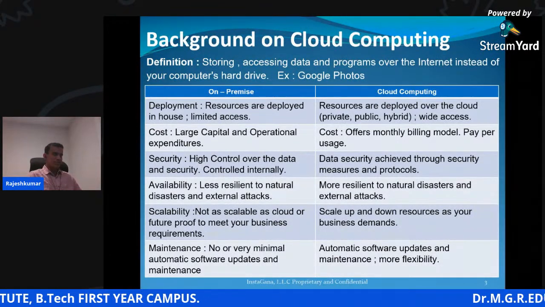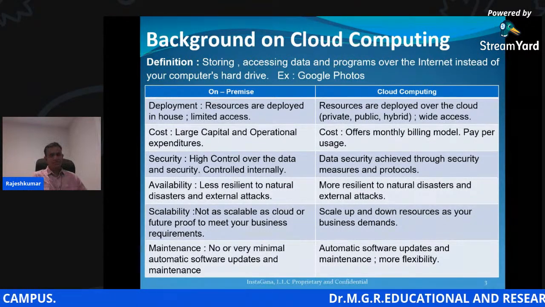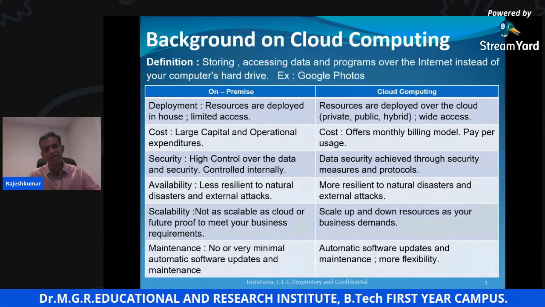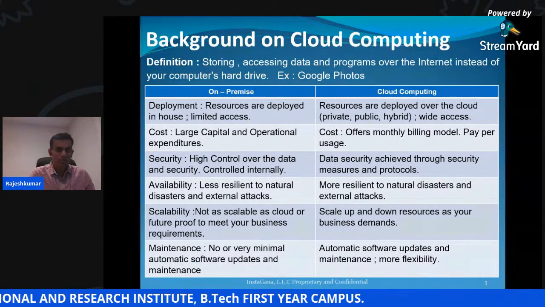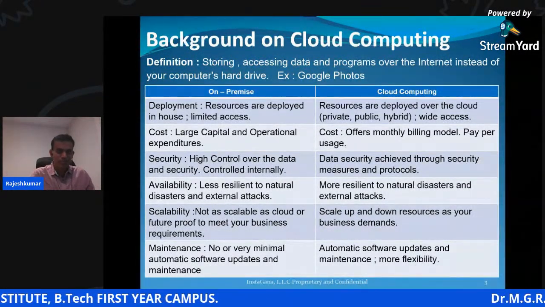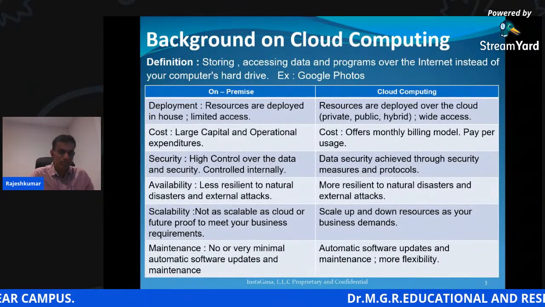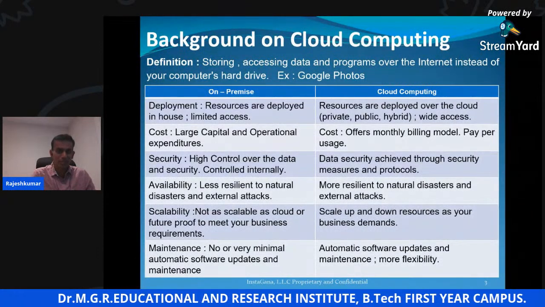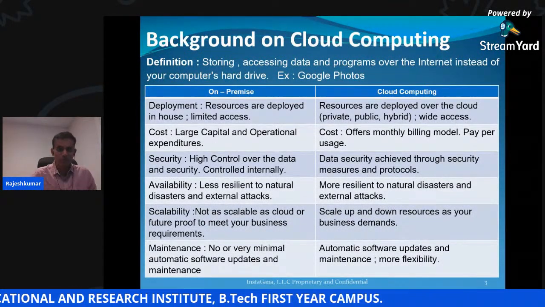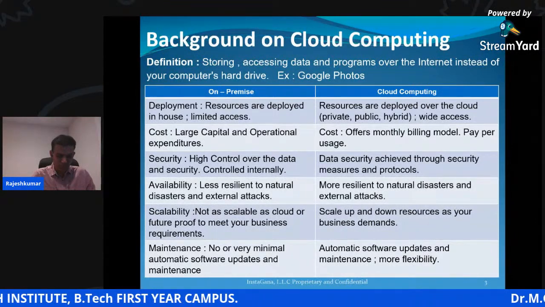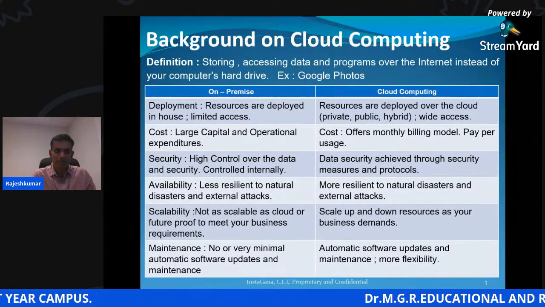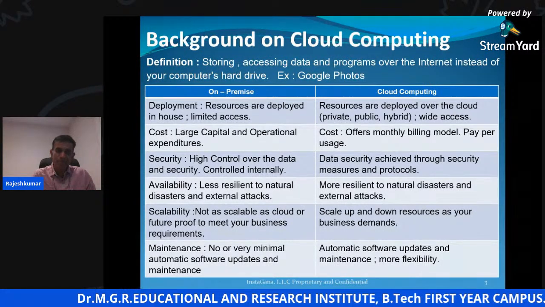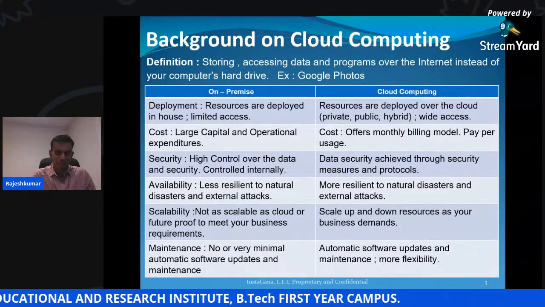So let us see how exactly cloud computing is different from the on-prem world. On-premise, the resources are deployed in-house with limited access. But in cloud computing, resources are deployed over the cloud, and you have multiple deployment models, like private, public, and hybrid. The access is also wider; you have wider access to the data.